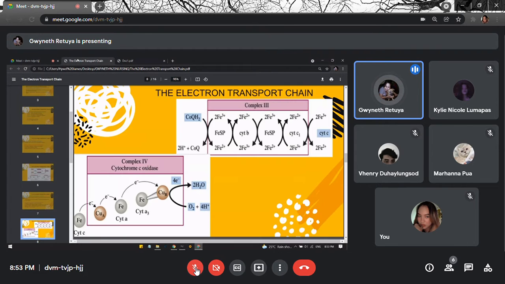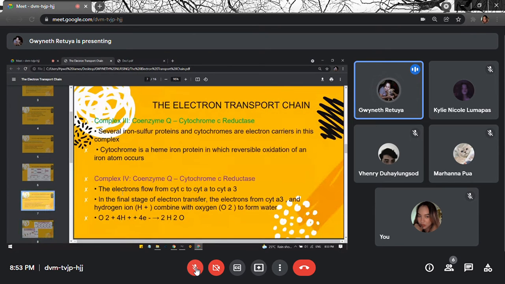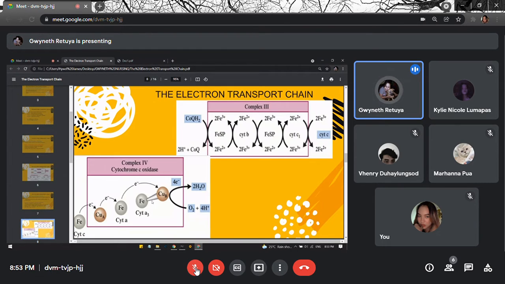So next is complex 4, cytochrome C oxidase. The electrons flow from cytochrome C to cytochrome A to cytochrome A3. In the final stage of the electron transfer, the electrons from cytochrome A3 and hydrogen ions combine with oxygen to form water. This process is very simple and understandable.